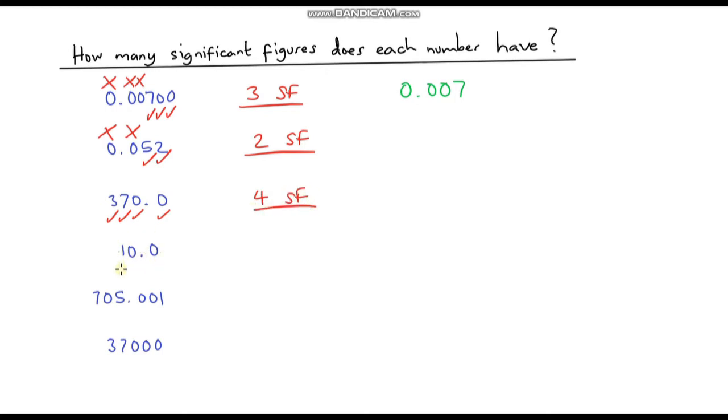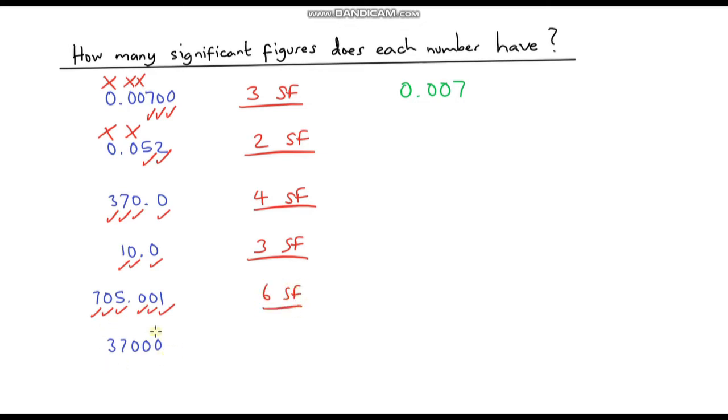So this next one here, the 1 is significant, but then the 0 is also significant, and then the 0 after the decimal point is also significant. So we've got 3 significant figures here. Now this next one here, 705.001, well, all of these numbers are in fact significant. So we've got 6 significant figures here.